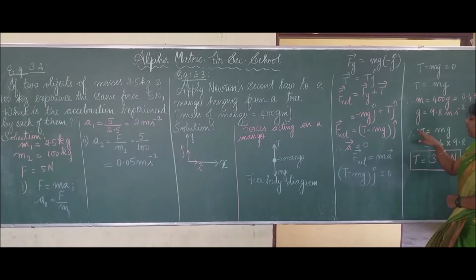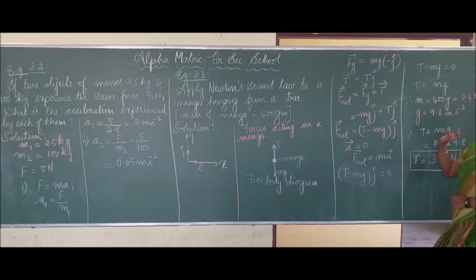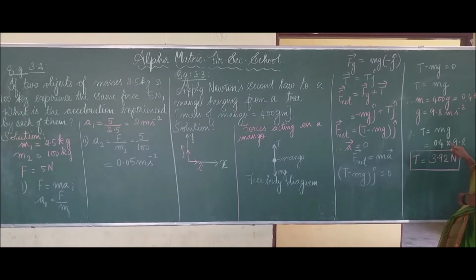Okay, so now we can find the tension of the mango. That is T equal to m into g, and the m value is 0.4 into the g value 9.8. So by multiplying these two values, we get T equal to 3.92 Newton. Okay, this is the solution of this problem. T equal to 3.92 Newton.